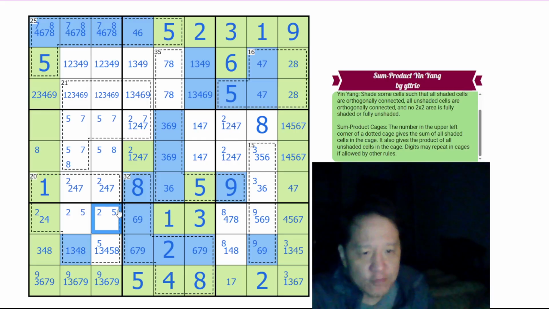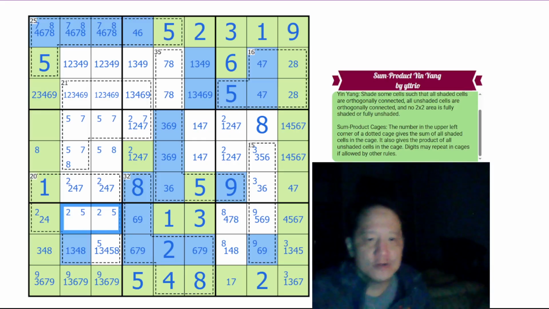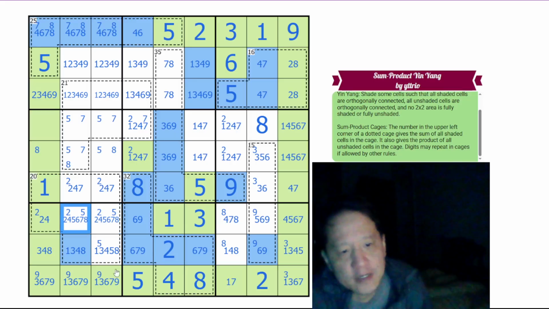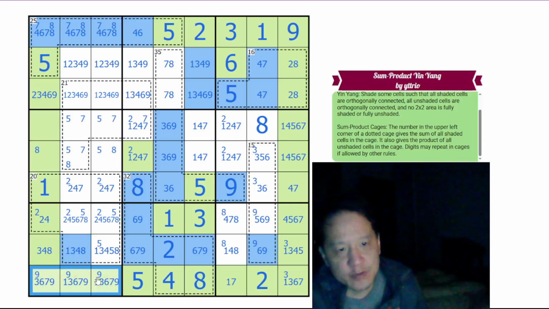Remaining digits of row 7. We have 2, 4, 5, 6, 7, 8, 9. That's a lot. No 9 here, though, because the 9 in box 7 has to be one of these 3 digits.